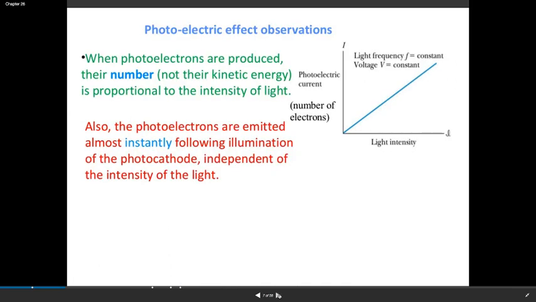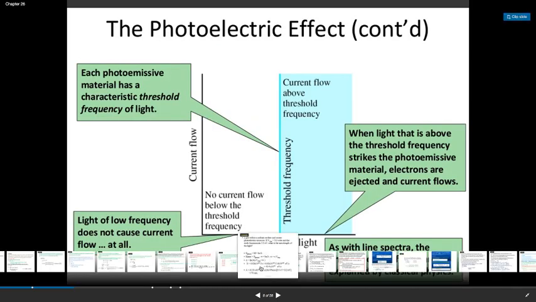for that particular metal. Okay, some other observations. When the photoelectrons are produced, their number, not the kinetic energy, is proportional to the intensity of light. So when we increased the intensity, we saw more electrons, but they were stopped with the same amount of energy. Also, the photoelectrons are emitted almost instantly following illumination of the photocathode, independent of the intensity of light. So even if you had a dim light, photoelectrons can emerge from that dim light, so long as the frequency is beyond the threshold frequency. Okay, so that's the idea here.